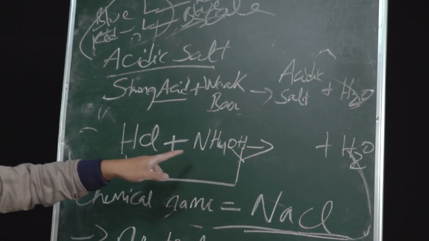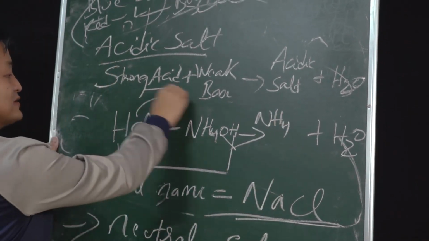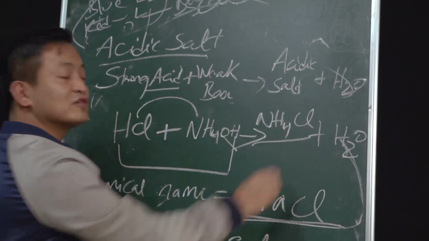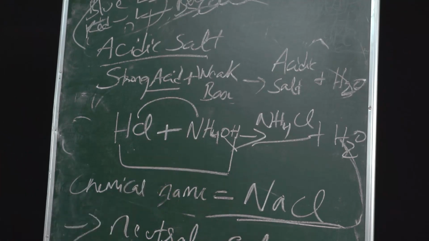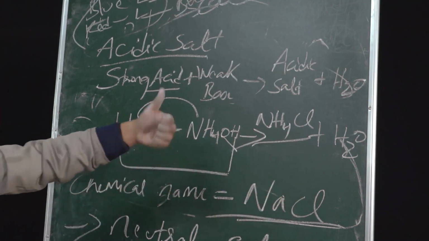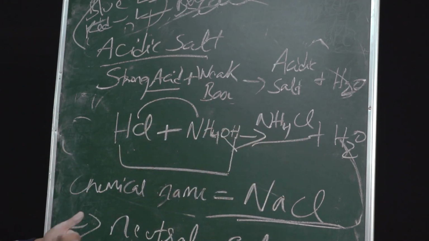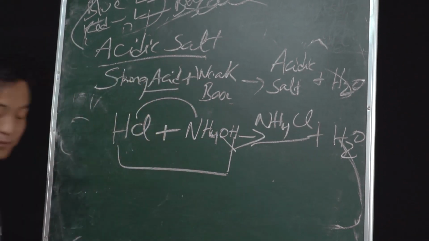So now what is left? We have ammonium chloride, NH4Cl. So this is an acidic salt. Clear? So this is the salt, this is the water, and this can be an example for acidic salt if you are asked in exam. Okay? Now next is a basic salt.